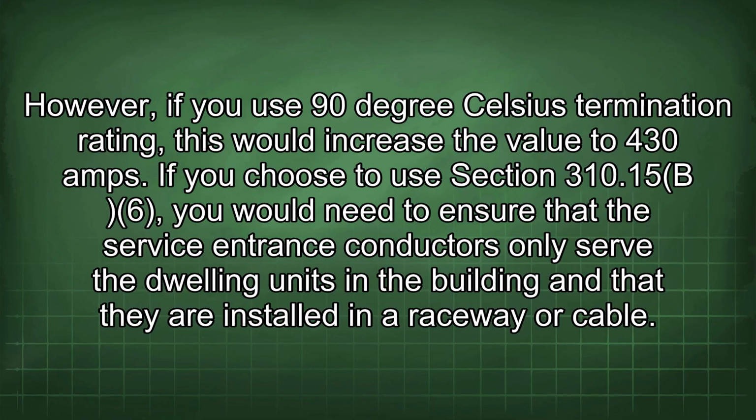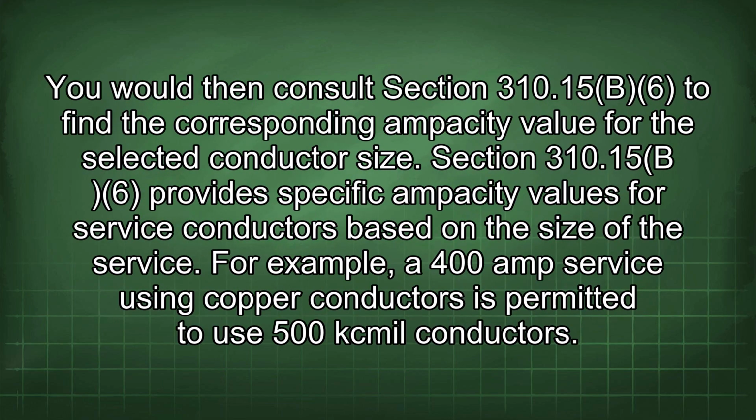If you choose to use Section 310.15(B)(6), you would need to ensure that the service entrance conductors only serve the dwelling units in the building and that they are installed in a raceway or cable. You would then consult Section 310.15(B)(6) to find the corresponding ampacity value for the selected conductor size.